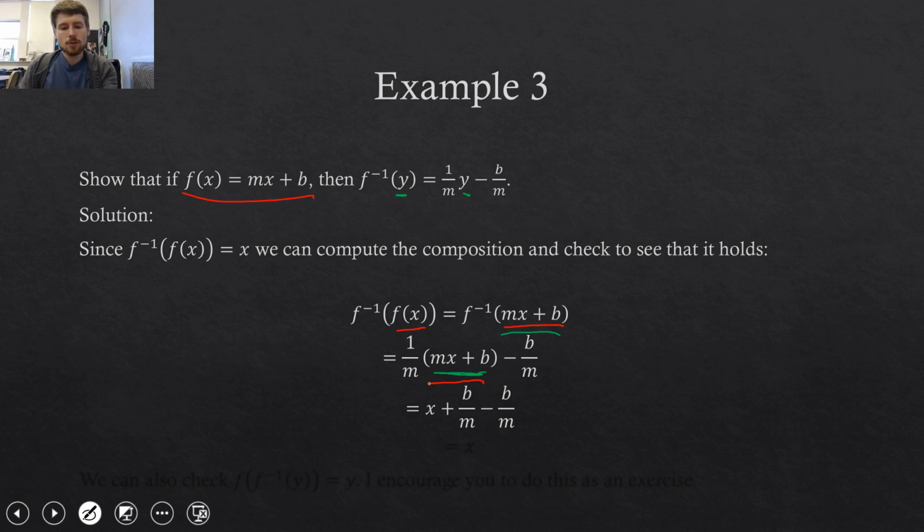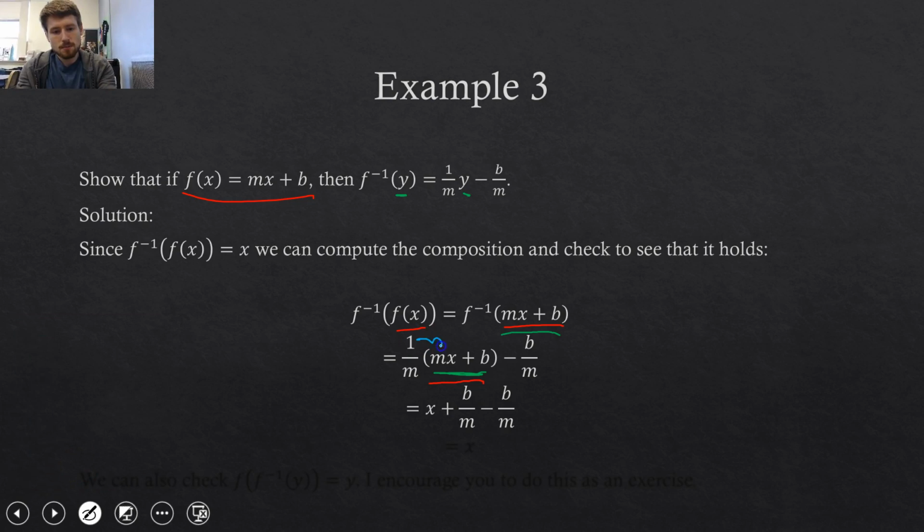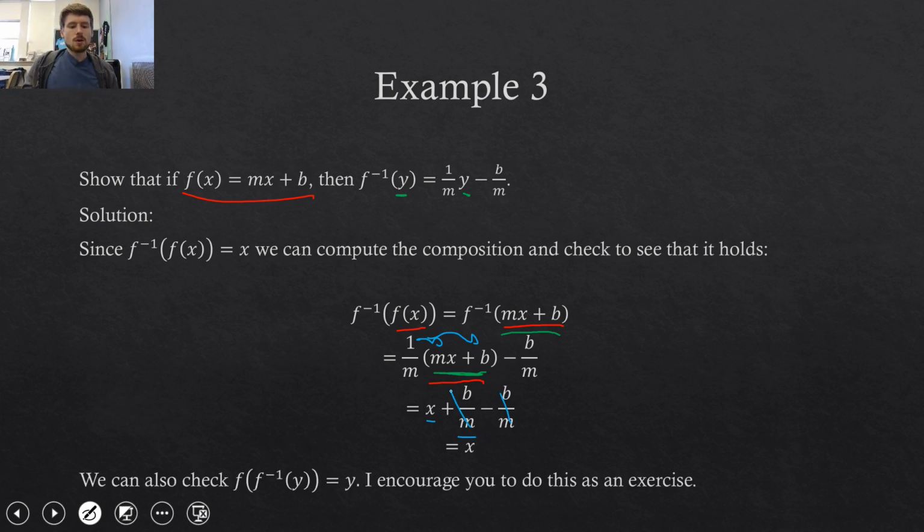So multiplying through the 1 over m is going to cancel with the m multiplying x and put a factor of m below that b. So after this distributing step, we're going to get x plus b over m. And then we have a minus b over m, and so those guys cancel, and that gets us x. And so because we get x after composing these, we know that it's the inverse function. These two functions are inverses of each other.